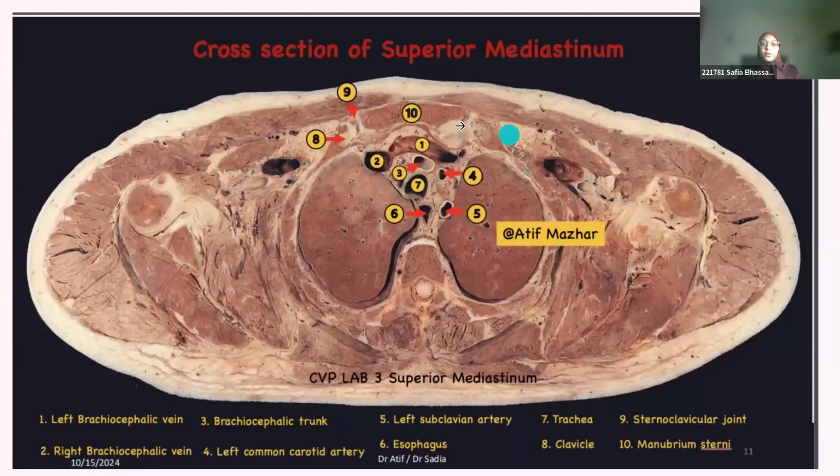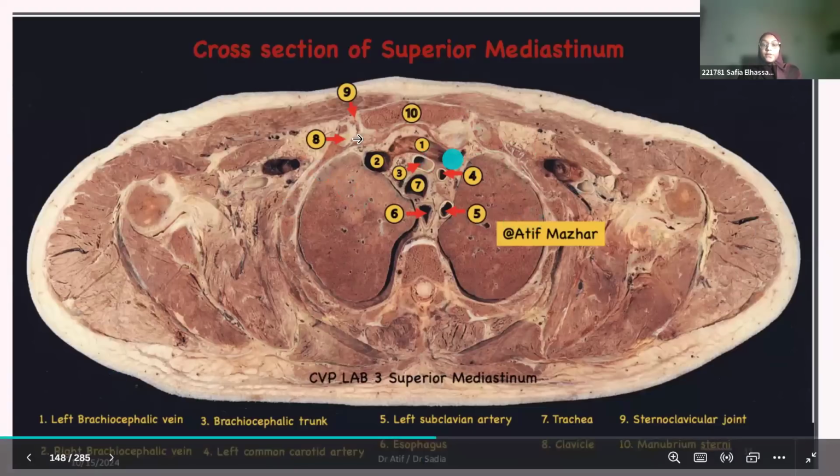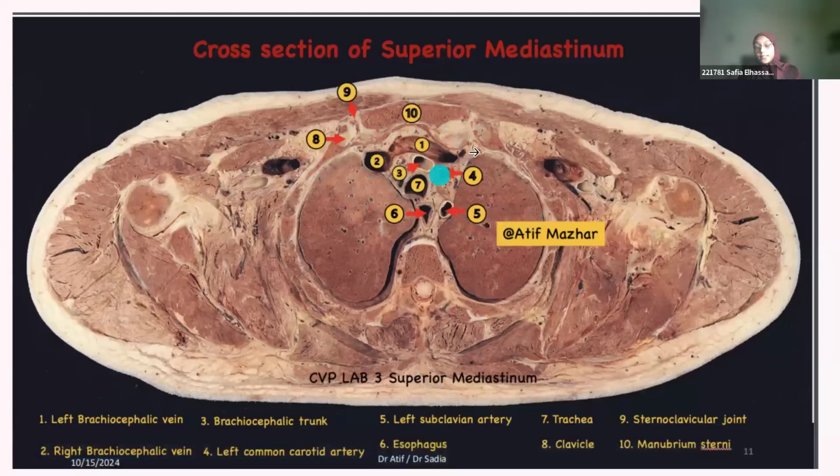Okay, so this is another cross-section of the superior mediastinum. We're going to be looking at the same structures that we looked at before, but here it's just going to be a little bit more colorful. So let's start with number 1, the left brachiocephalic vein. Again, it has this distinctive shape because it crosses over from the left to the right. Number 2 is the right brachiocephalic vein. Together they join and form the superior vena cava at a level below this one. So this is before they join.